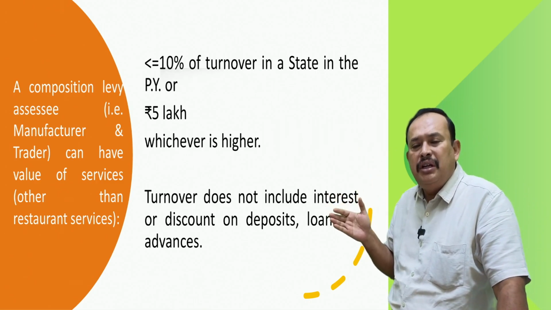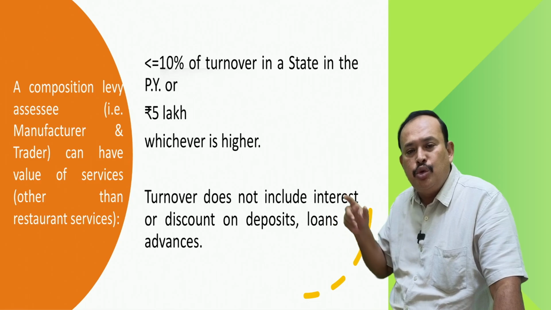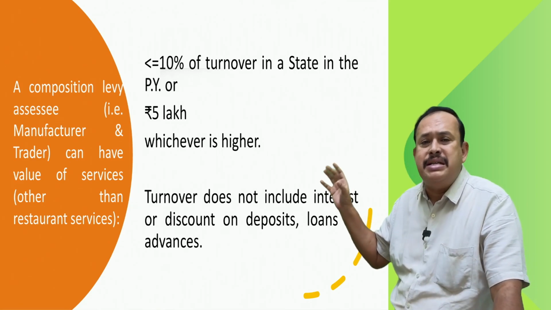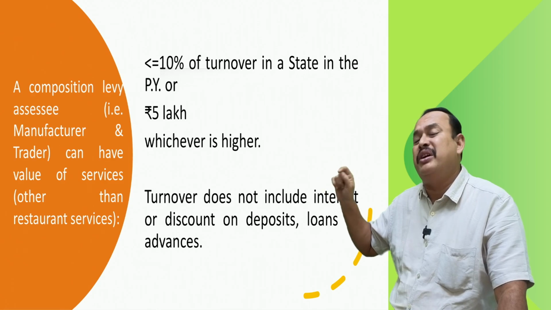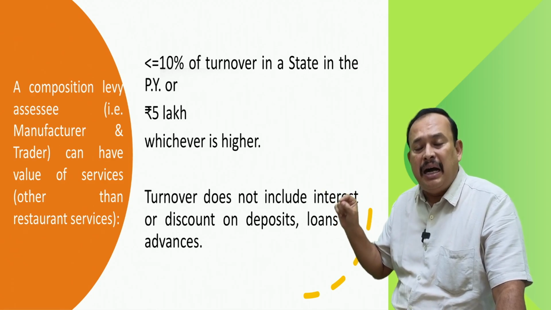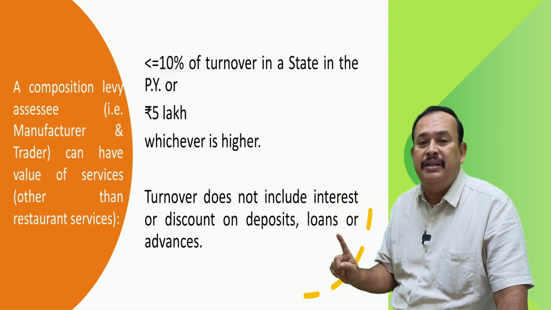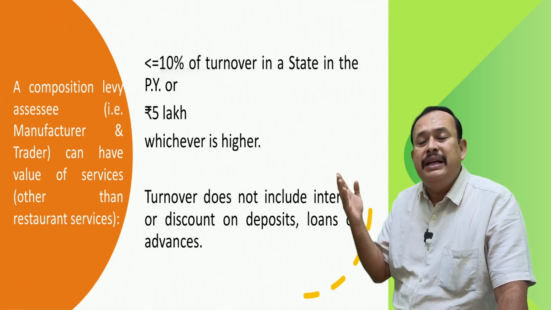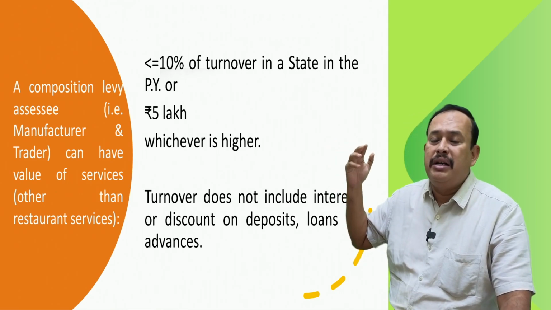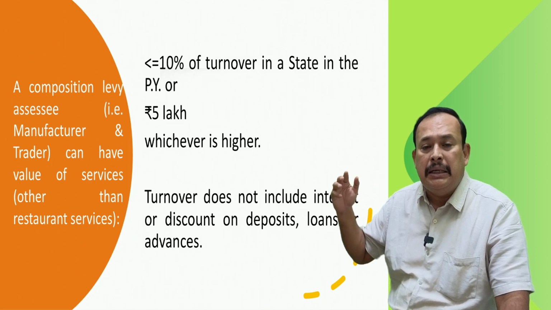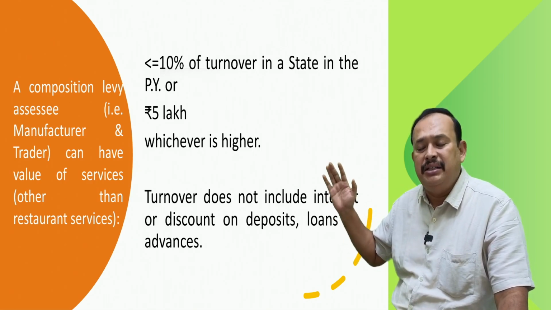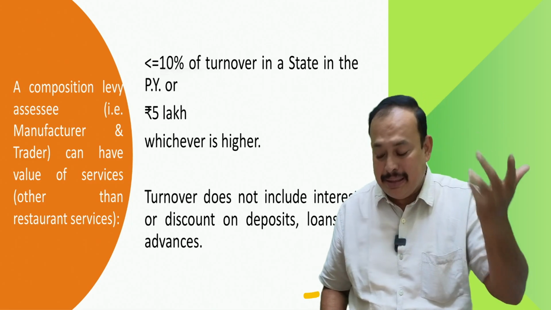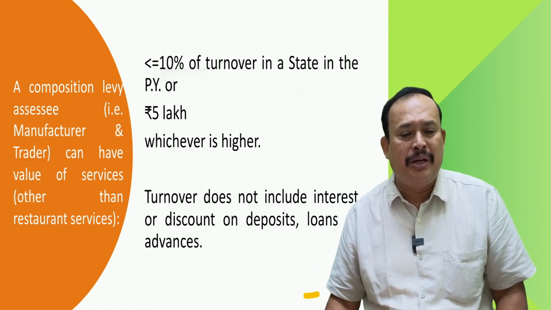Continuation of the composition scheme, to conclude. This is a very important threshold limit for a trader or manufacturer, other than restaurant service. If they provide that service, the maximum is 10% of the aggregate turnover of the previous year or 5 lakh rupees, whichever is higher; up to that only it is allowed. How, sir, can we understand this practically? I will give an example in this regard, so you are able to understand.